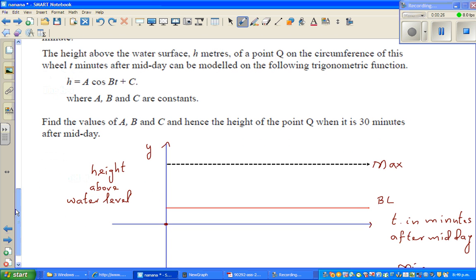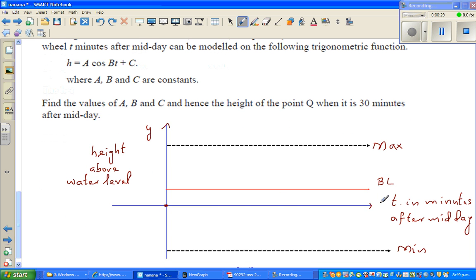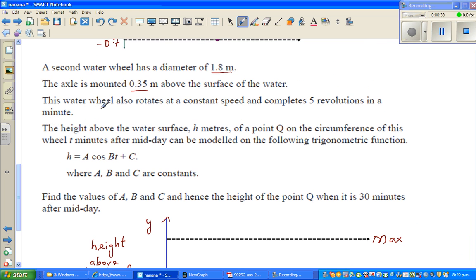So I've drawn the axis. So this is your x-axis where you've taken T. Okay, I need to read the whole question. This water wheel also rotates at a constant speed and completes 5 revolutions in a minute. That is, 60 seconds.